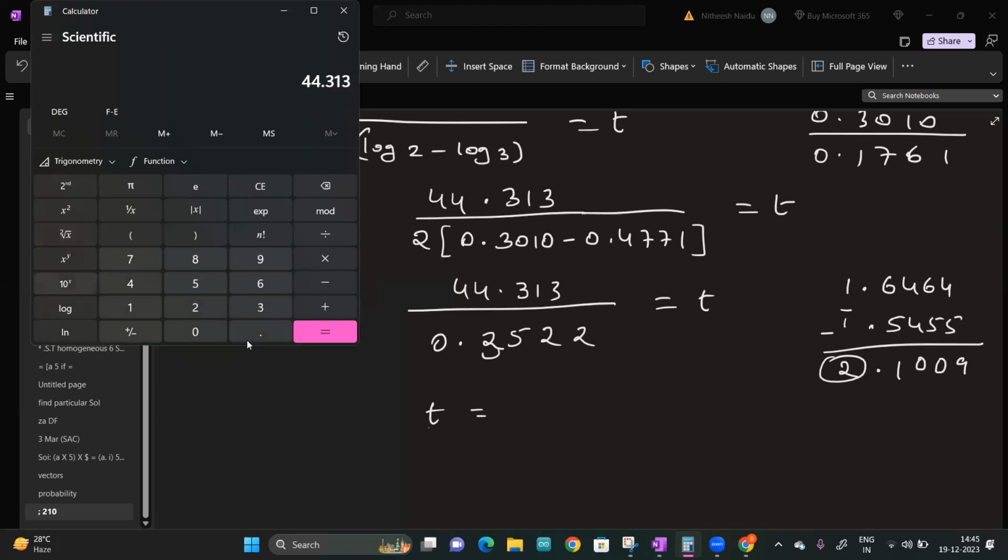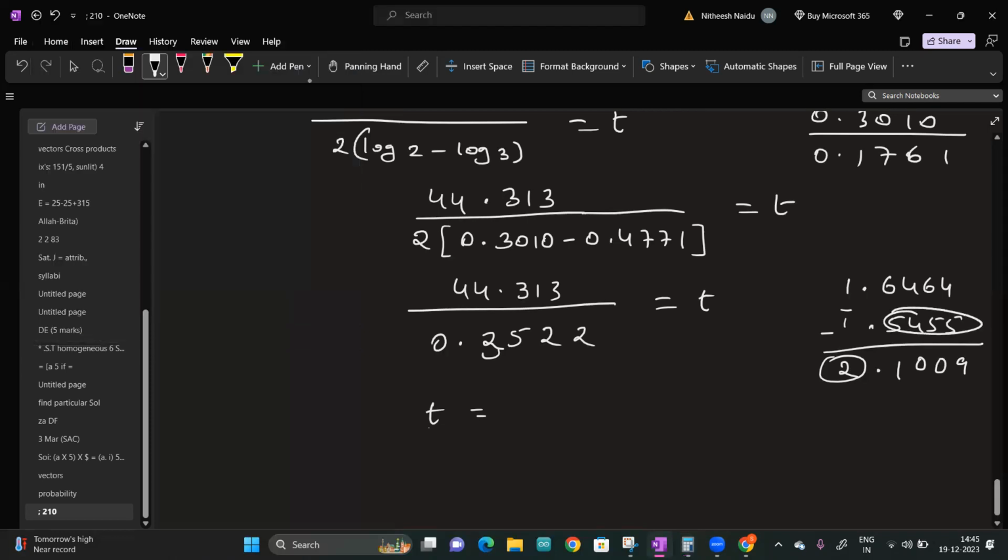44.313. 1.6464. And log of 0.3522. So log value is minus, it is minus 4532, right? Hello, you are telling 4532. It is wrong. This is wrong. Okay, I am using calculator to calculate this part, not telling correct answers.